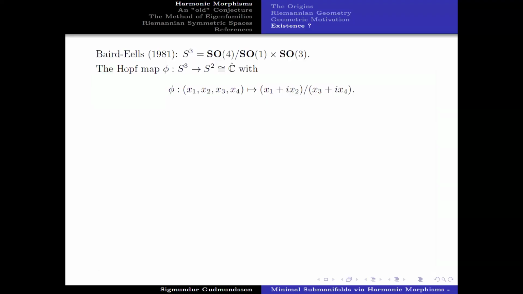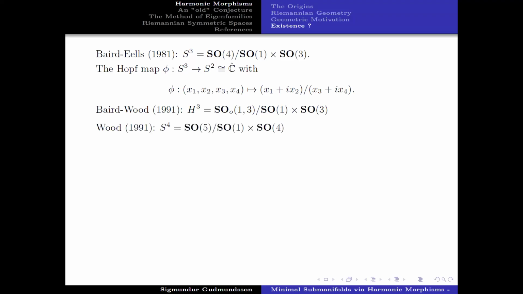Okay, so Baird and Eells found that from S3 you have the Hopf fibration, which I guess we all know. Now Baird and Wood found solutions. I just checked today. I thought they had no explicit formulas for them, something I had really looked at for 30 years, but they actually have one. And S4 less.